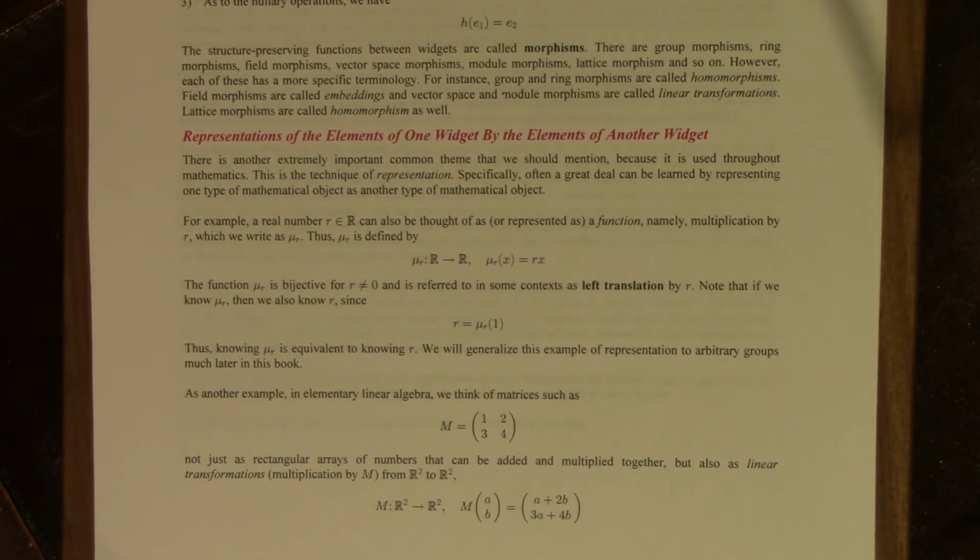Group morphisms and ring morphisms are called homomorphisms. Field morphisms are called embeddings. Vector space and module morphisms are called linear transformations. Lattice morphisms are also called homomorphisms. So you have group homomorphisms, ring homomorphisms, lattice homomorphisms.